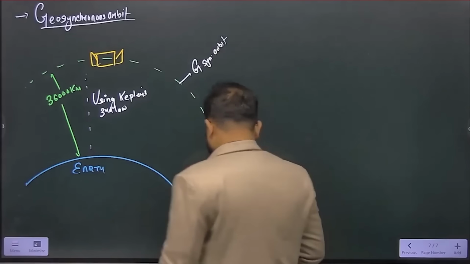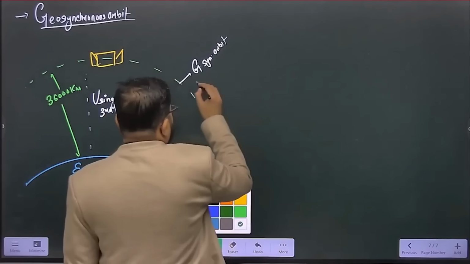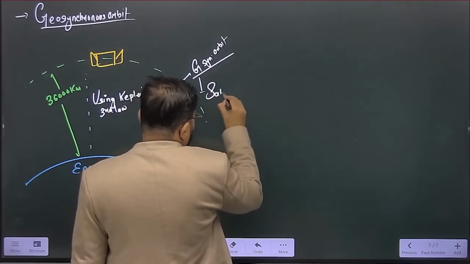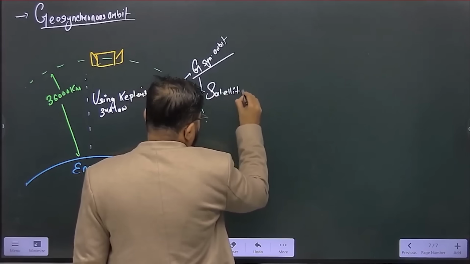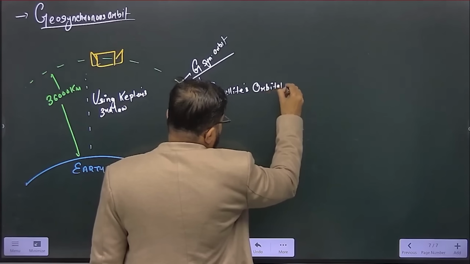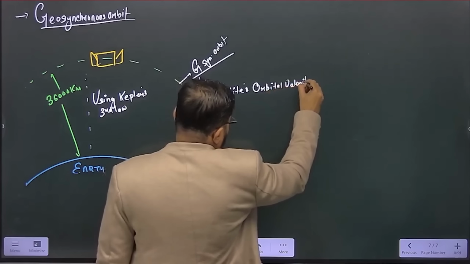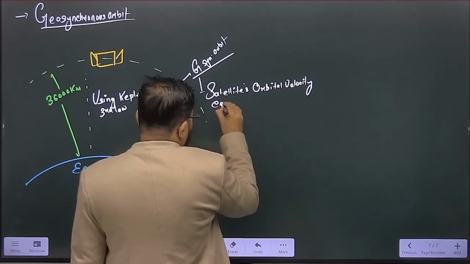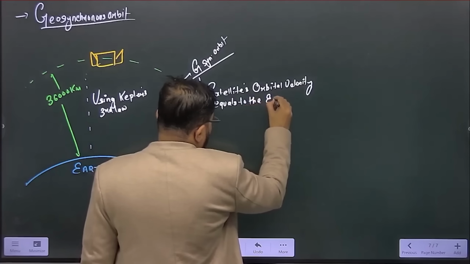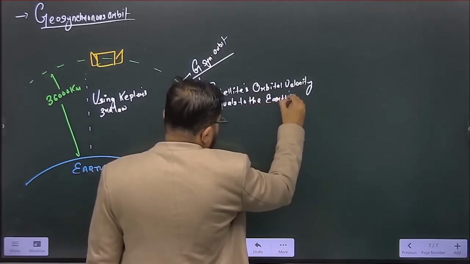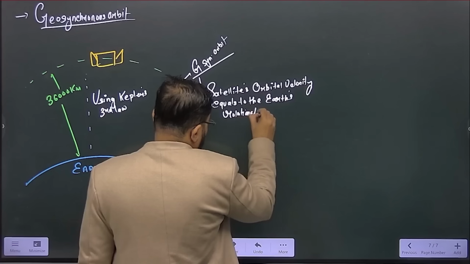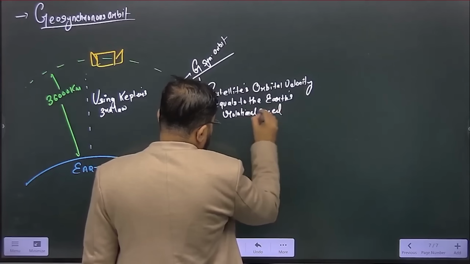Now here, what will happen? Satellite orbital velocity equals the Earth's rotational speed.